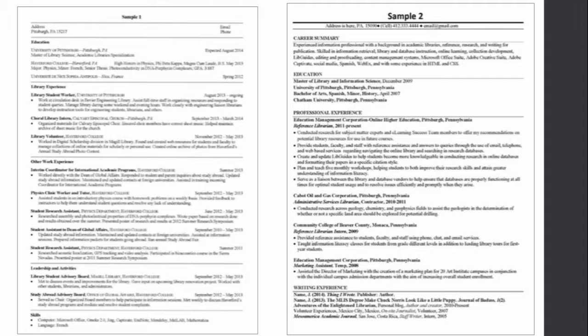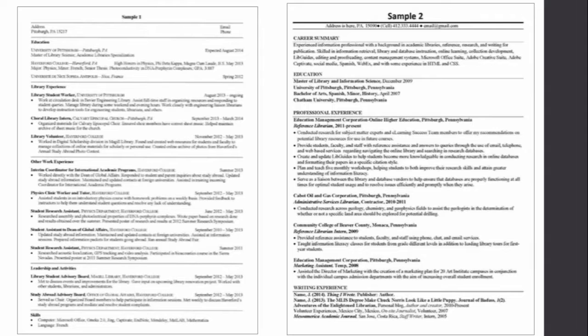So looking at this back at the sample on the left, we can see this resume has the education at the top. Then they have a section called library experience where they've picked out the experiences that they have that relate to working in the library. And then they have another section on other work experience. And then they have one on leadership and activities, and then a section at the bottom on skills where they've delineated computer skills and language skills as two kinds of skills that they have.